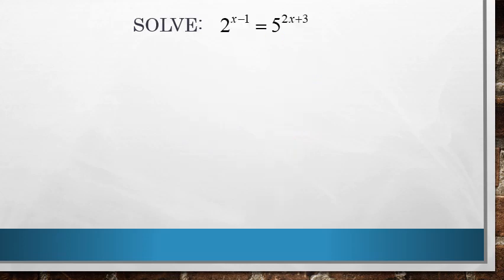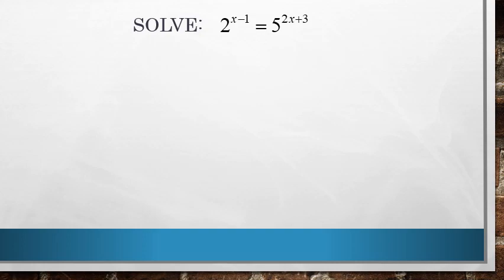All right, let's look at this problem. 2 to the x minus 1 equals 5 to the 2x plus 3. So this one's about as complicated as it's going to get, and it's really not that bad if you just go super slowly and think things through.